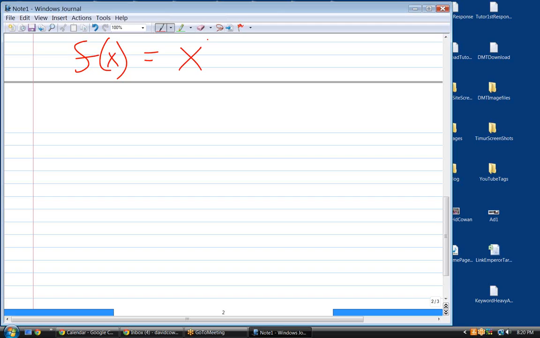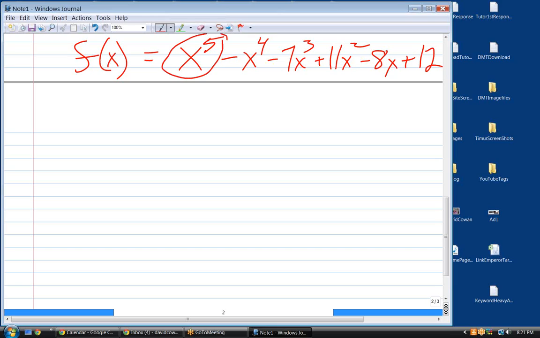Okay. So this one, it's f of x equals x to the 5th minus x to the 4th minus 7x to the 3rd plus 11x squared minus 8x plus 12. Notice that all the terms in the middle don't have anything to do with the rational factor. The only 2 terms that control the rational factor are that one and that one.